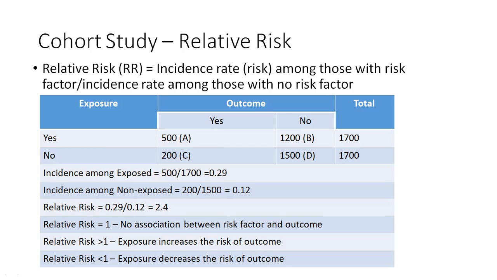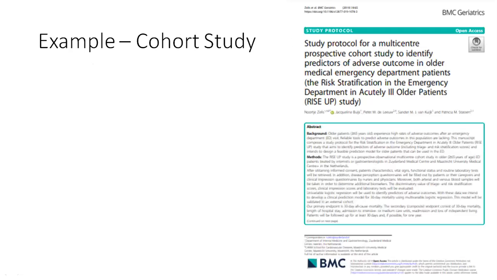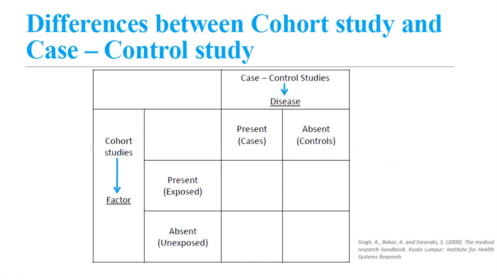We calculate the relative risk in terms of 1, more than 1, or less than 1. If the relative risk is 1, that means there is no association between the risk factor and outcome. If the relative risk is more than 1, exposure increases the risk of outcome, and if the relative risk is less than 1, then exposure decreases the risk of outcome. An example of cohort studies has been sorted out here, and we look at the difference: where the disease has already occurred and we look into the risk factors, that is a case control study, and where we take the risk factors and look for the disease condition, that is a cohort study.